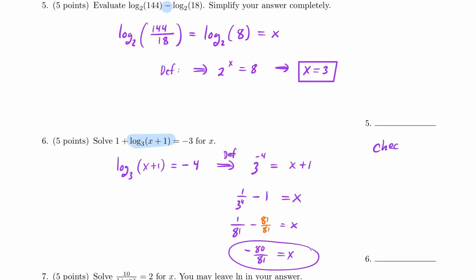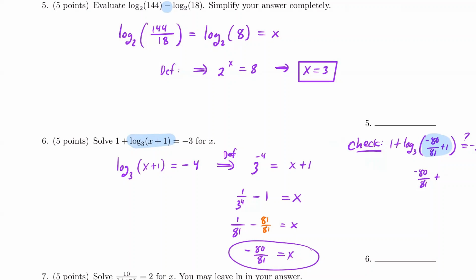Now we need to check our answer so that it makes sense. When you're checking your answer, you plug this into the original and make sure the input of the logarithm is positive. So we have 1 plus log base 3 of x, where x plus 1 is negative 80 over 81 plus 1. We just need to make sure that this value is positive. We don't have to complete the check fully. You just want to make sure the input is positive. So negative 80 over 81 plus 1, that's 1.